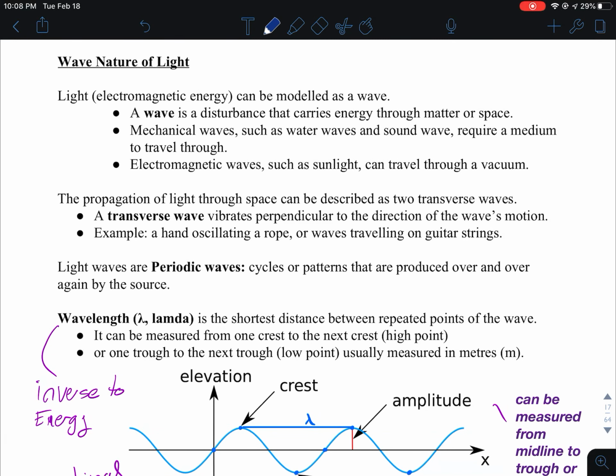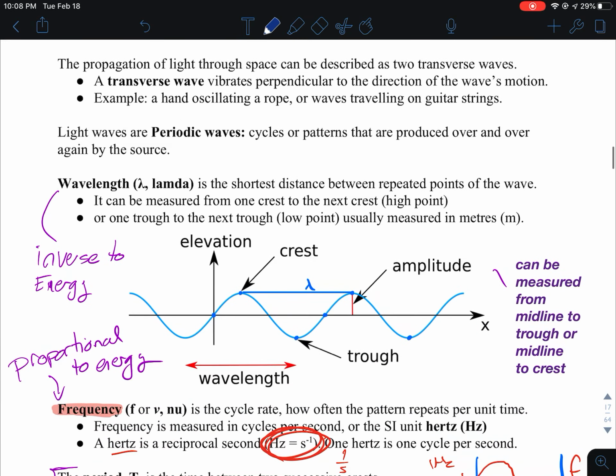Okay, so wave nature of light. You need to know this diagram, and know the idea that there is a wavelength. It's the distance between two crests, or the distance between two minimums, or troughs, or the distance between two midpoints. And they have to be identical midpoints, so the line has to be moving in the same direction. And that's what we call a wavelength.